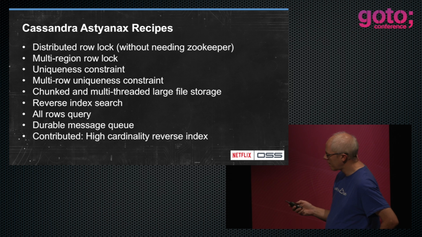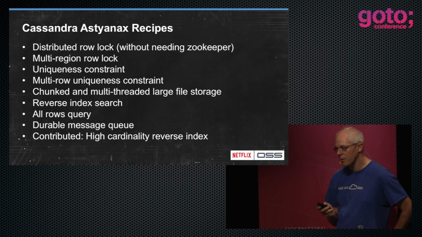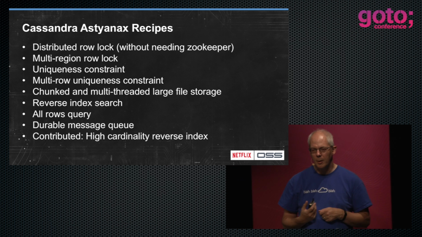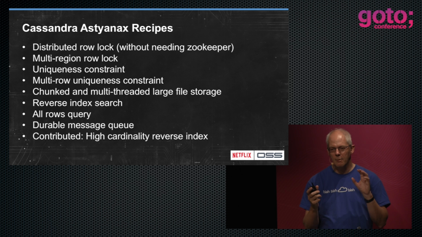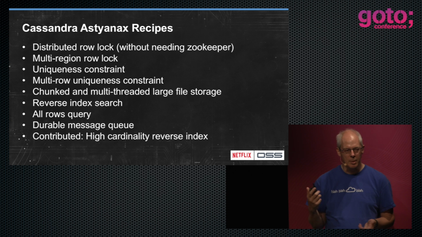This is some of the recipes. So if you wanted to do a distributed row lock or a multi-region lock or have a uniqueness constraint, or this one's actually one of the best ones, chunked and multi-threaded large file storage. If you go to a big distributed cluster or database and say, I want to write a gigabyte of data to it, most of them will fall over. Because when you try and write a gigabyte, it times out because you can't write that much data in any reasonable amount of time. And whichever machine you actually hit will blow up because it runs out of RAM. And when you try and read it back, you'll have the same problem.